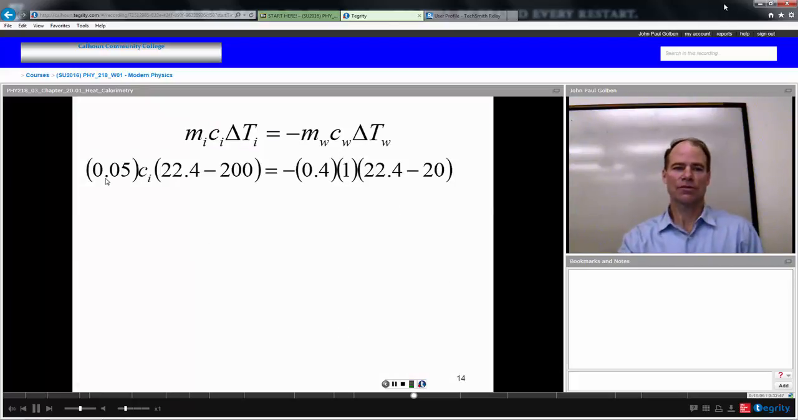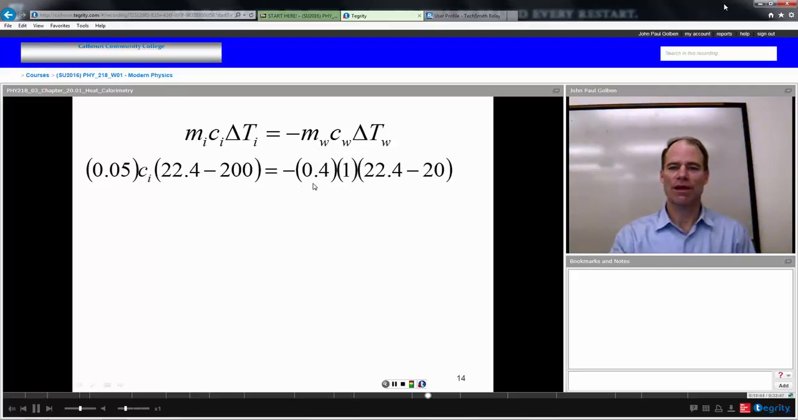So for the ingot, the mass was 0.05 kilograms, 50 grams. The specific heat of the ingot we don't know. That's what we want to solve for. Our final temperature is 22.4 degrees Celsius. Our initial temperature is 200 degrees Celsius. We don't have to convert this to Kelvin because we're dealing with changes in temperature. And if we have changes in temperature, the change in temperature on the Celsius scale is the same as the change in temperature on the Kelvin scale. So we're perfectly okay using changes in temperature for this problem.